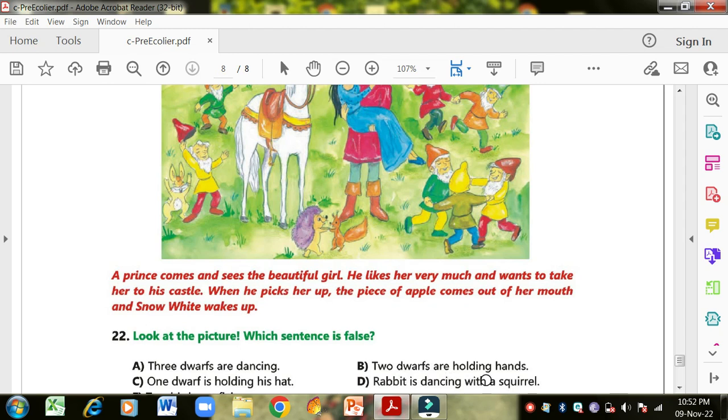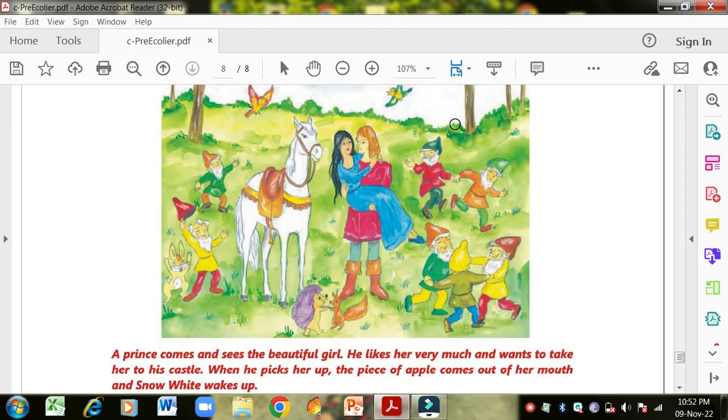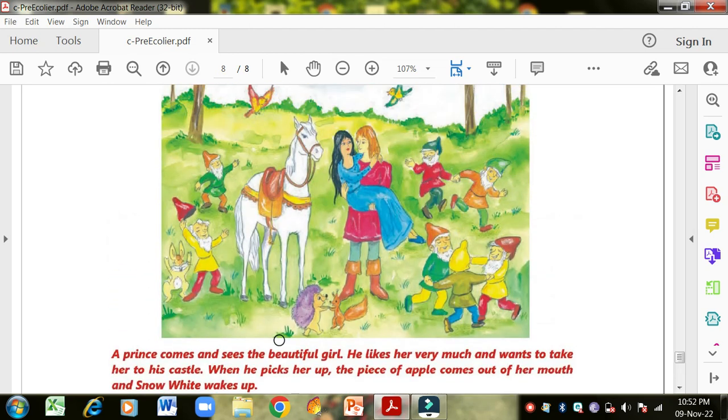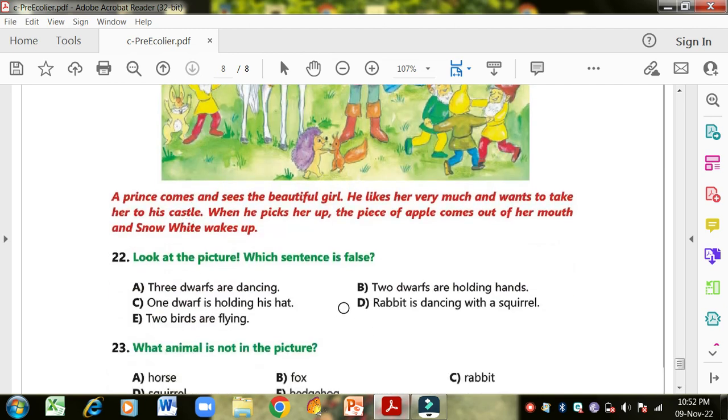Two dwarfs are holding hands. Can you see the two dwarfs? Yes, these two are holding the hands. It means that this is also correct. One dwarf is holding his hat. Yes, you can also see that this is a dwarf holding his red hat. Okay, that is correct.